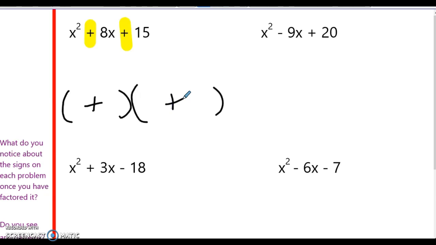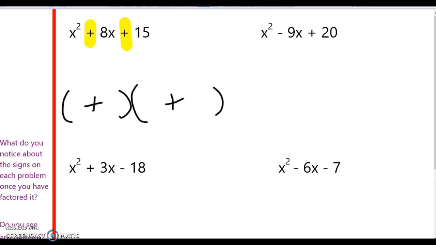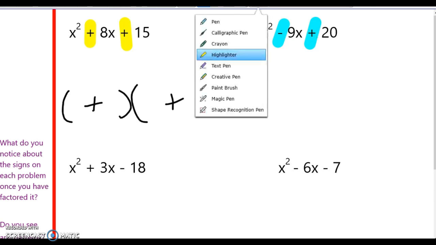I personally don't like to write the signs until the end, but some of the other teachers, like Mrs. Ellingson, write the signs first. Either way is fine, whatever works for your brain. Let's go to the next one. This one is minus and plus. Okay, so that means they multiply to give you a positive, but add to give you a negative.